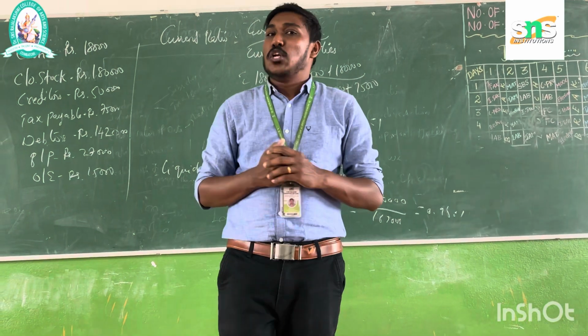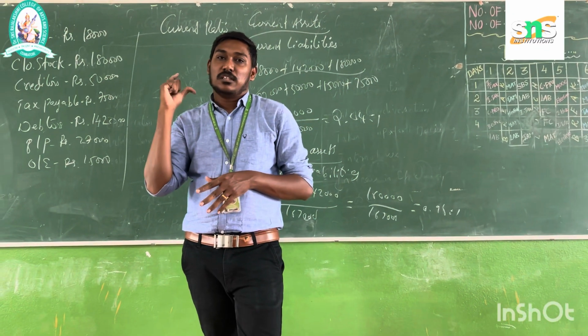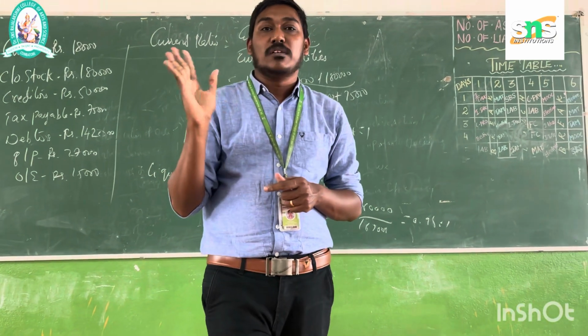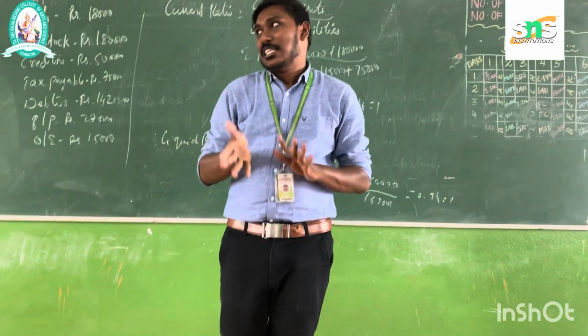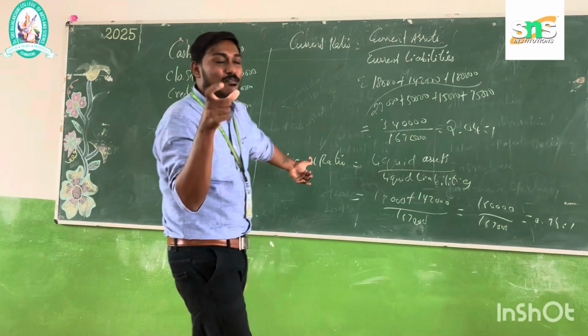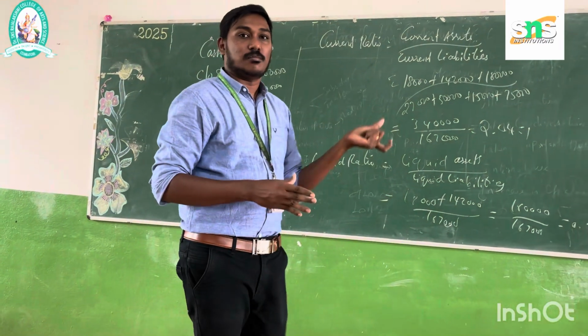The third one is the absolute liquid ratio. The formula for this is: absolute liquid ratio is equal to absolute assets by absolute liabilities. Just like how we find the liquid ratio, the absolute liquid ratio is found the same way. We can work out this problem in the next class.